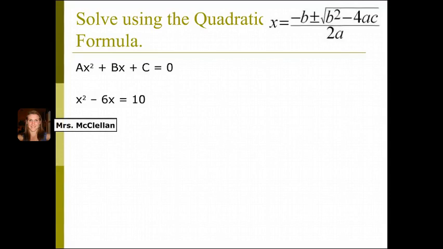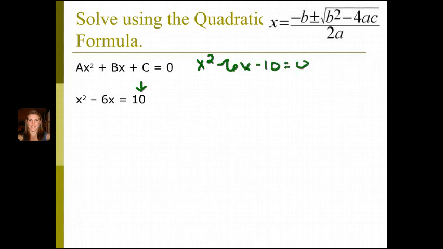Before we can do the next example, you'll notice that this equation is not currently in standard form because our problem is not set equal to 0. So you need to subtract 10 from both sides, and you're left with x squared minus 6x minus 10 equals 0. Okay, from here you have a equals 1, b equals negative 6, and c equals negative 10.